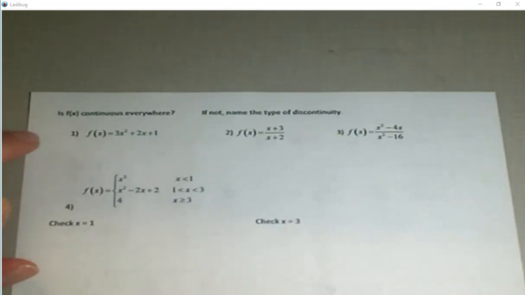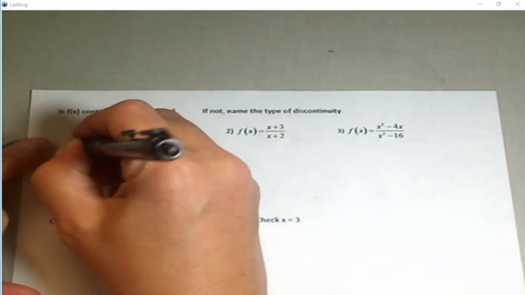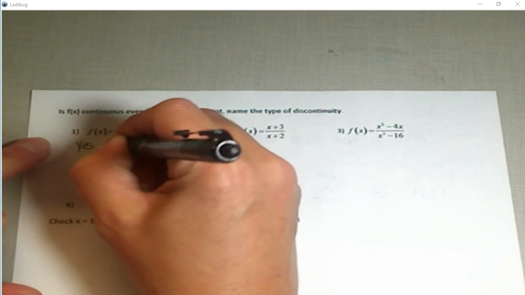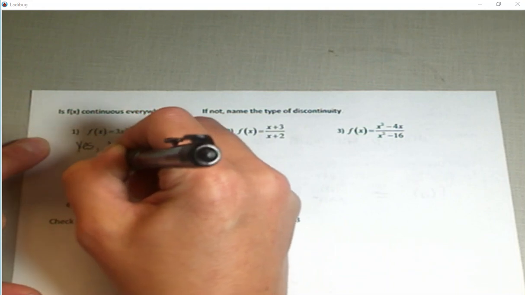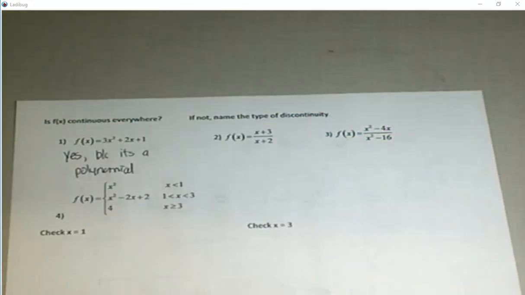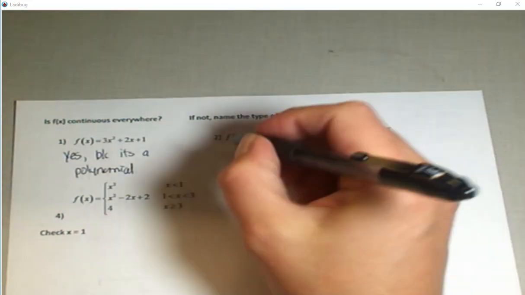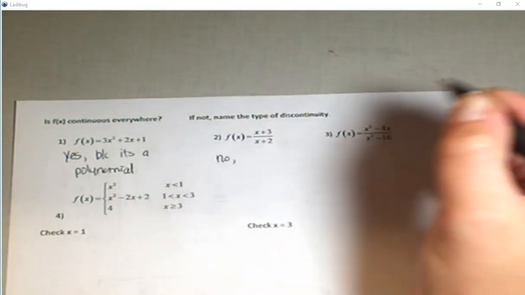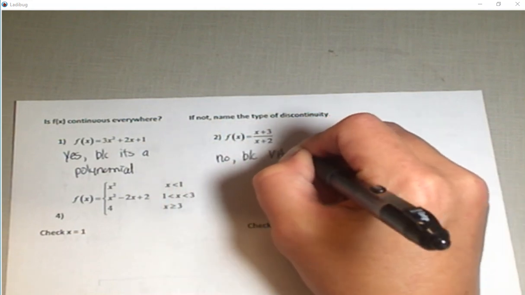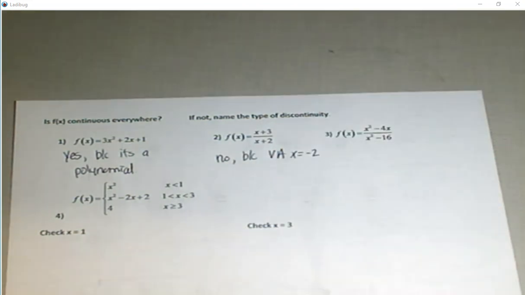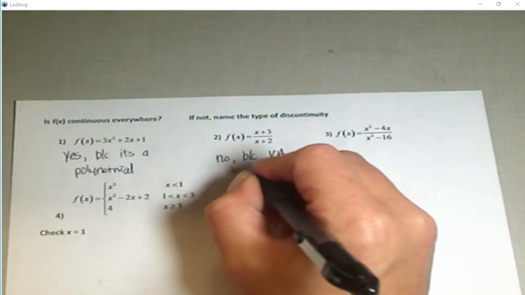Okay, so for number 1, is it continuous everywhere? Yes, because it's a polynomial. There's actually a theorem that says polynomials are continuous. You just should know that a polynomial is continuous. Okay, so this one is no, because there's a vertical asymptote at x equals -2.